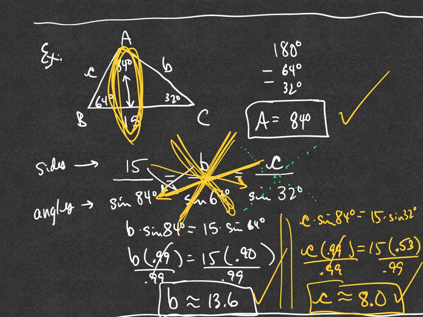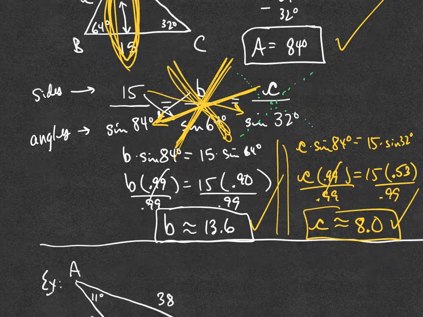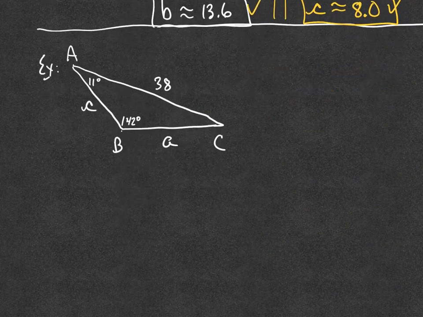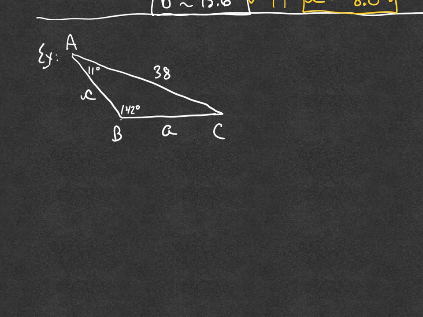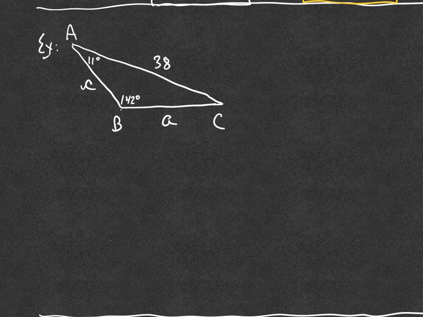All right, let's try another one of those. This time I'm starting off with an obtuse triangle, but the idea is going to be the same. Find the missing pieces. Okay? And this time I made it a little bit easier on you. Even though I gave you two angles again right off the bat, meaning you could find the third angle by starting at 180 and subtracting away the two that you know.